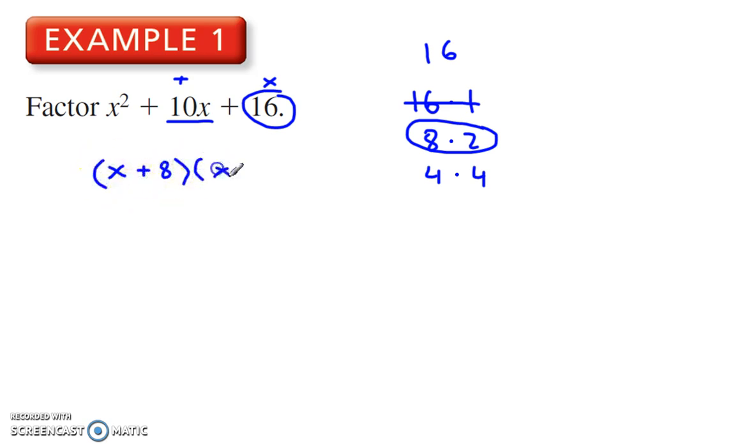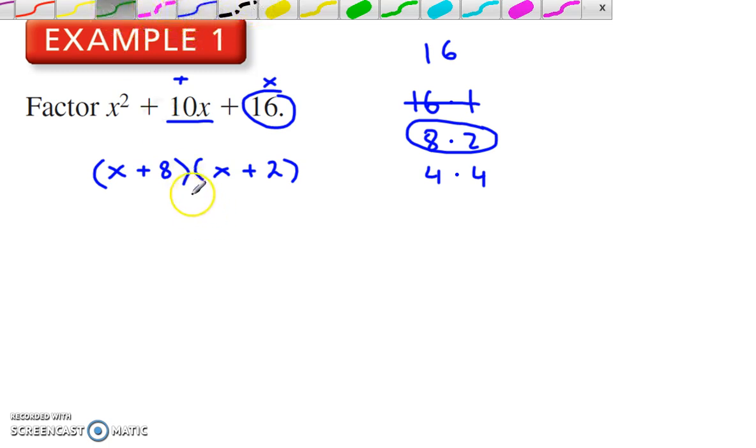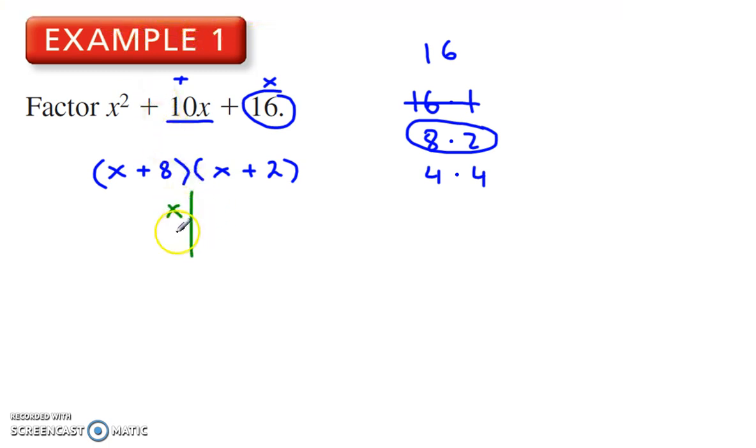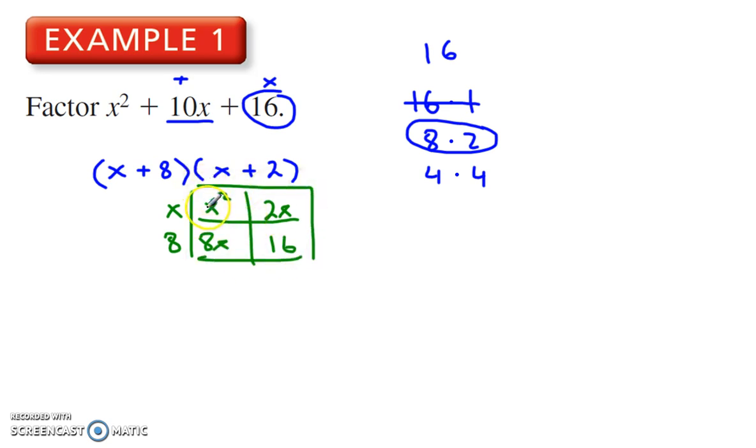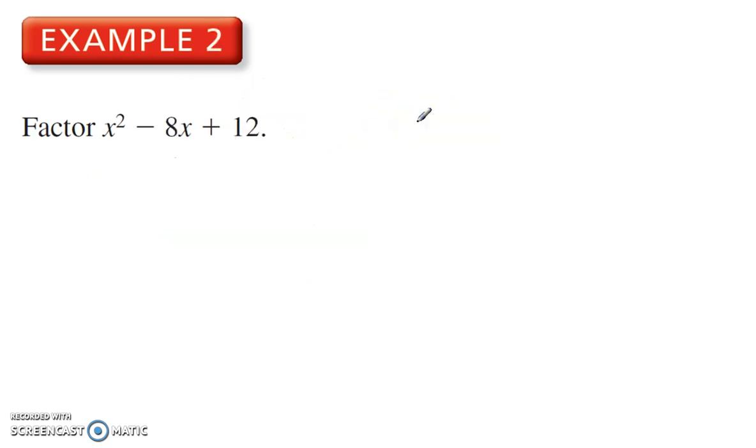times x plus 2. Now, if you want to be thorough, you can go back and do the check, right? Do the box method, see, does that give you this trinomial up here? x plus 8, x times x is going to be x squared, x times 2 is 2x, x times 8 is 8x, and 8 times 2 gives me 16. I get x squared, check. 8x and 2x gives me 10x, check. And 16. So we did that right, very good.